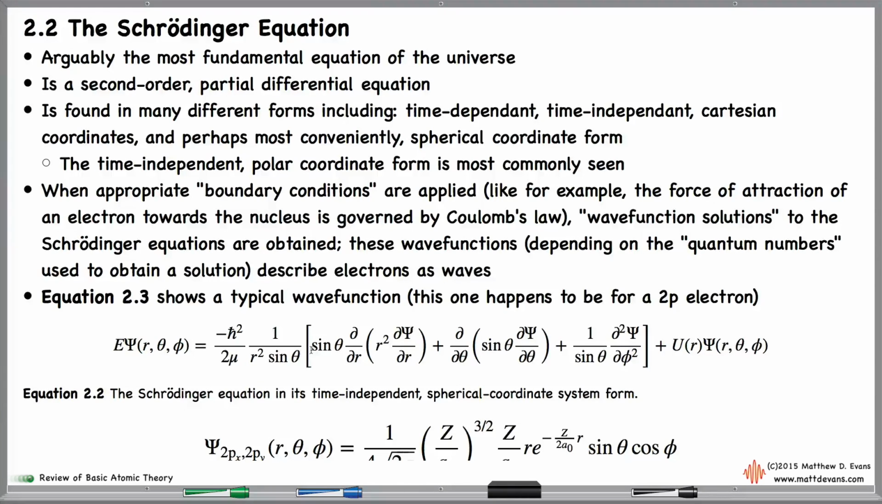So this is the Schrödinger equation in its spherical coordinate system form. It's really convenient to work with spherical coordinates because the electron is whipping around a nucleus. It's really hard to describe that with x, y, z dimensions, so typically you see spherical coordinates.